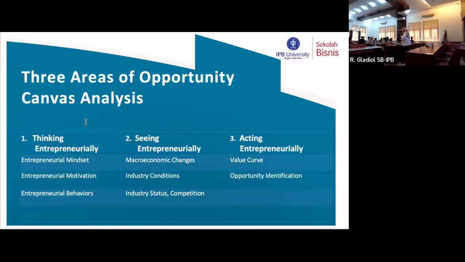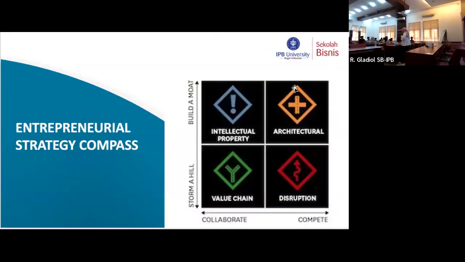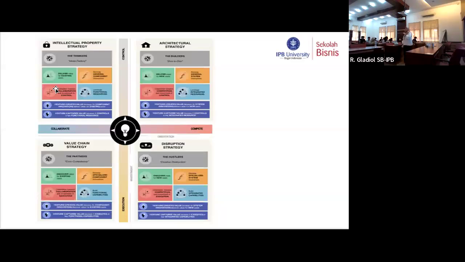And then for thinking entrepreneurially, we are using this ES Compass that we will run next week. You have to analyze which area you should do your business opportunity. Is it intellectual property, architectural, value chain, using the networking, and also disruption, compete and storm the hill. So this is the ES Compass. If you choose intellectual property, how about the value creation, value capture, and so on? Okay, but we will learn this next week.